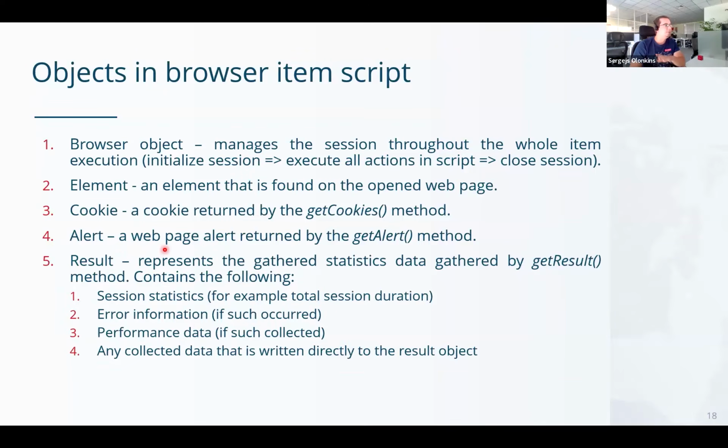All the results, all the performance data, all the statistics that is collected by the browser item is saved in a result object, which you will receive using the get results method. Such an object will contain such information as session statistics, for example, session duration, error information, if such errors have occurred, performance data, if you have collected some performance data by your script, and any other data that the user has specifically written into the result object.